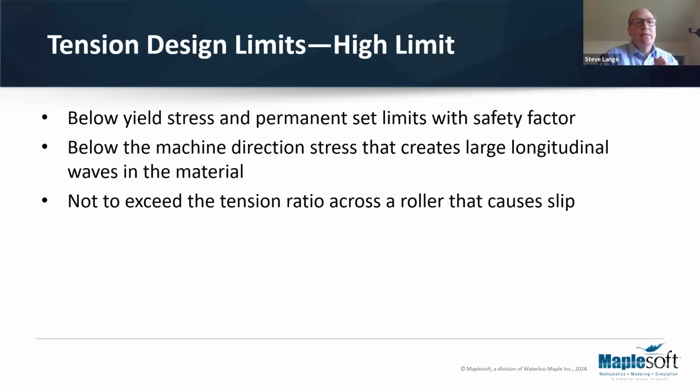Now switching to the high tension design limit side. Again, we said that the purpose of web handling is to transport these webs without damage. So we want to stay below the yield stress and permanent set limits, and we'll talk about that. We want to stay below a particular stress that can create basically wrinkles in the material, troughs, they're often called, in open spans. And we also want to not exceed that tension ratio that we saw in the capstan equation that will cause slip.